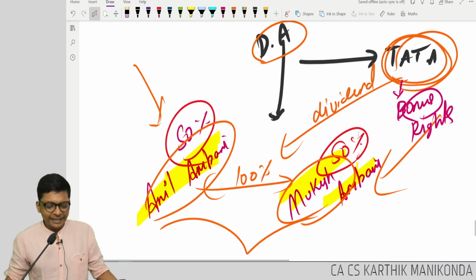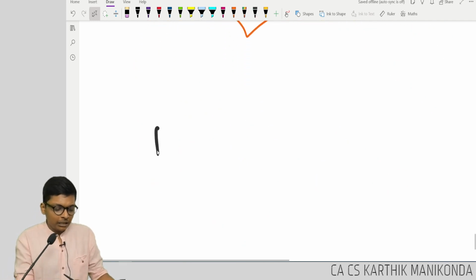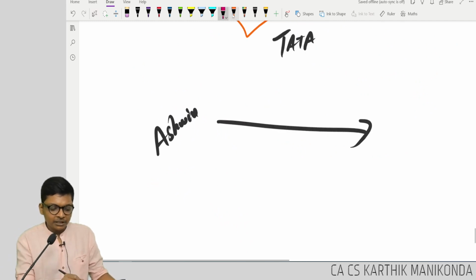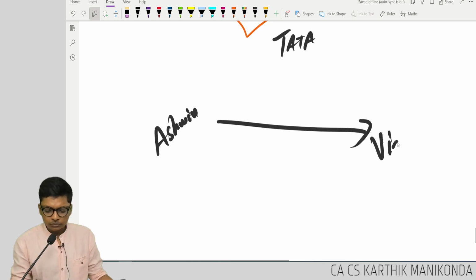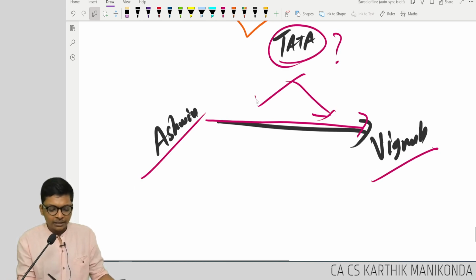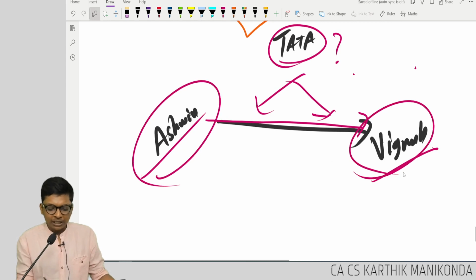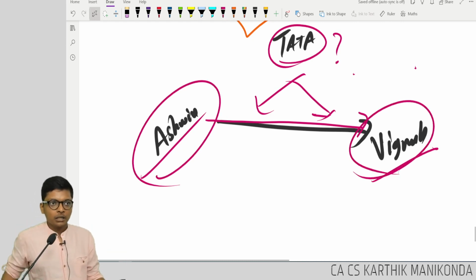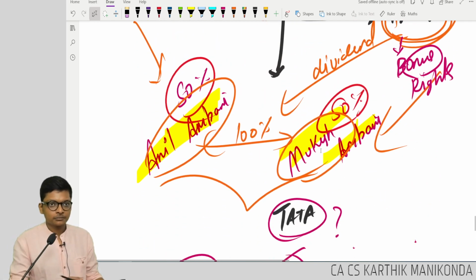Or another simple example. Leave all this fight. Ashwin had shares in Tata. He wanted to transfer this to Vignesh. Okay. Transfer process is going on. Some dispute between them. So Tata is asking whom to give the dividend, rights or bonus. Both are fighting. Who will get? Who will get, guys?